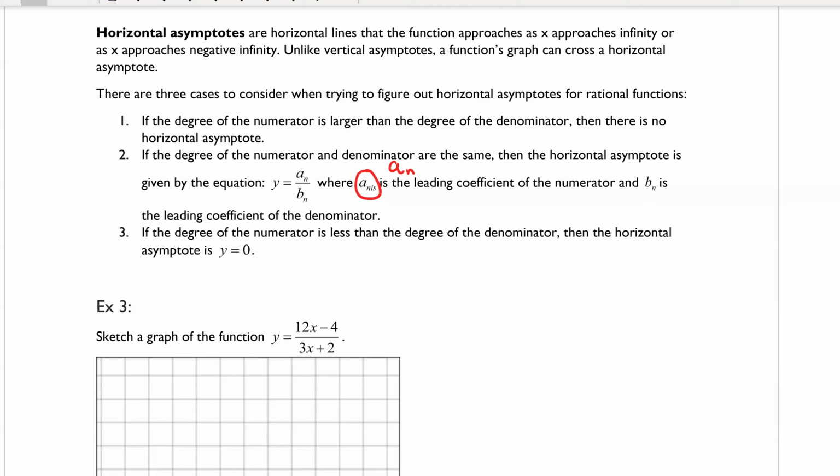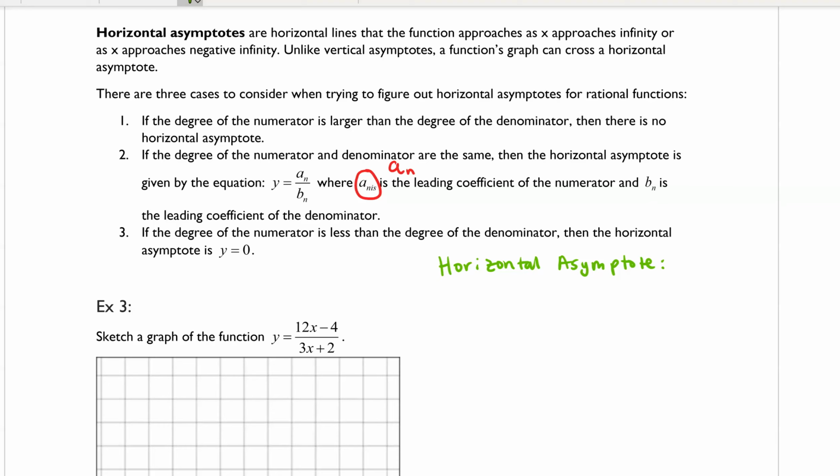Let's look at this next rational function. We are asked to graph y equals (12x minus 4) divided by (3x plus 2). First things first, let's figure out if there are any asymptotes. So, for the horizontal asymptote, they're always going to be of the form, if there is one, y equals and then some number.